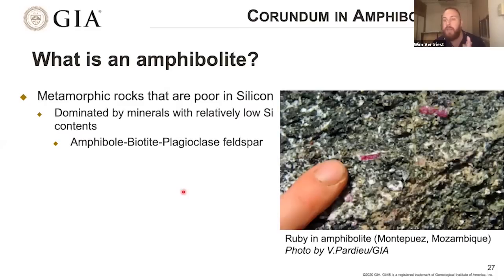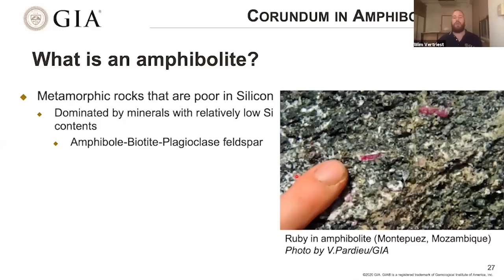So let's start with the first one. The first one is an amphibolite, but what is an amphibolite really? An amphibolite is a metamorphic rock. So it means that a rock that has been subjected to a lot of pressure and temperature, there's a lot of recrystallization, a lot of complex textures in there, but it's dominated by minerals with a relatively low silica content. Minerals like amphiboles mainly, that's why we call it an amphibolite, but also biotites, some feldspars.